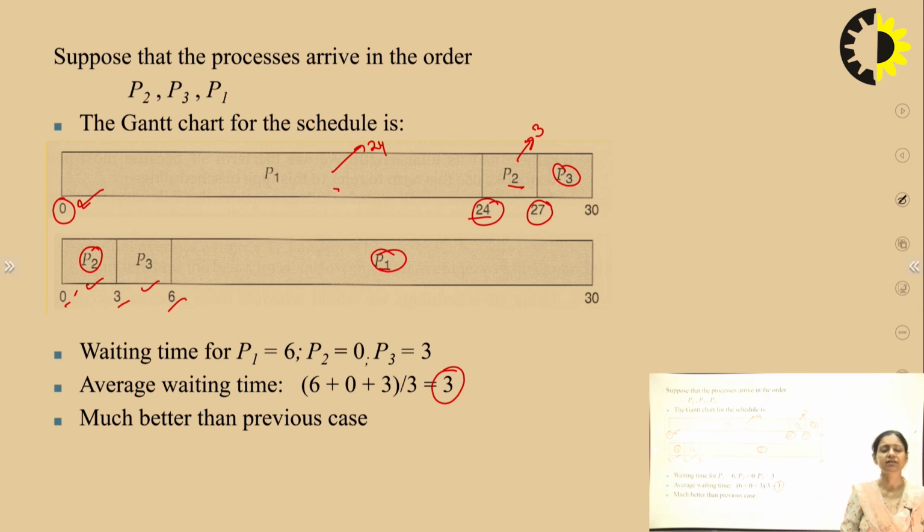So it all depends upon the type of processes that are coming into the system. If a very long process is entering, the average waiting time would be more in the FCFS case, and if the process that is entering is of very small burst time, the average waiting time would be less.